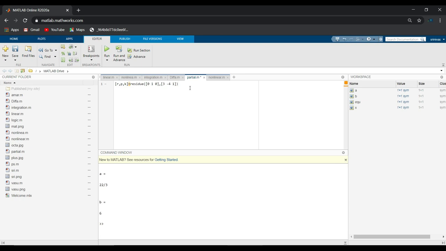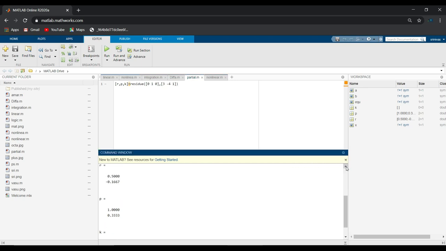Values of the residues, values of the poles, values of the constant, right? So let's try this one. So you are getting the values, residues and poles. I got the value of A as minus 1 by 2. Residue is minus 0.5. And the poles I get are 1 comma 1 by 3, right?